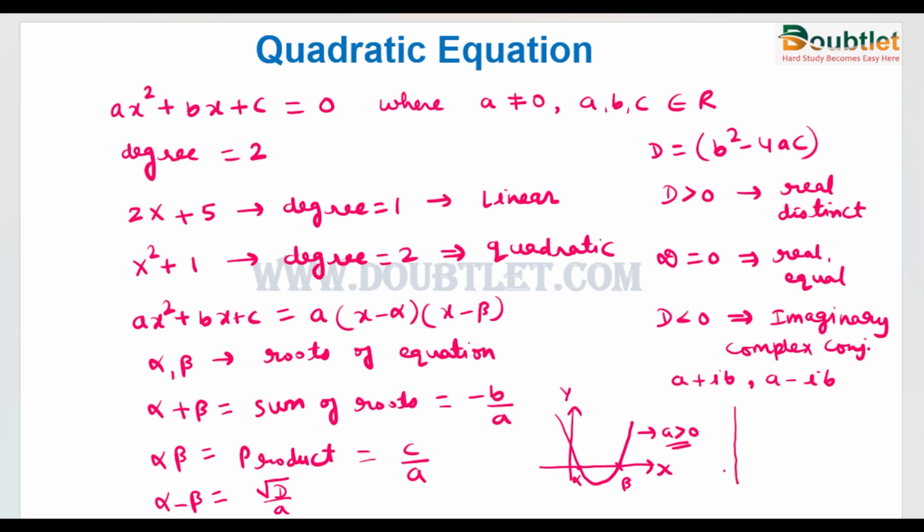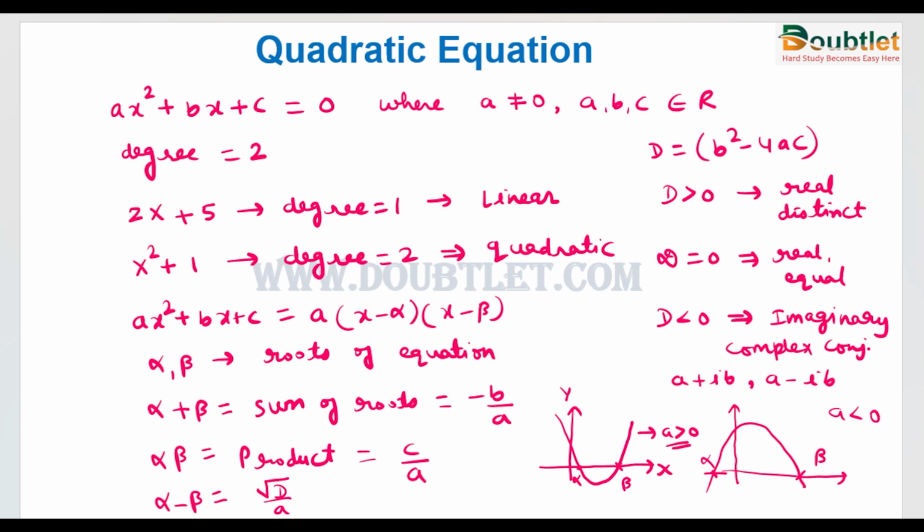And in the other case, if a is less than 0, then the parabola will be downward, meaning its mouth will be downward. So these are the roots of the equation, alpha comma beta, and here are the real roots. And if d is less than 0, then it will not intersect the x-axis, or it may be of a form like this. I hope you got the concept till here. So this is the basics of the quadratic equation.